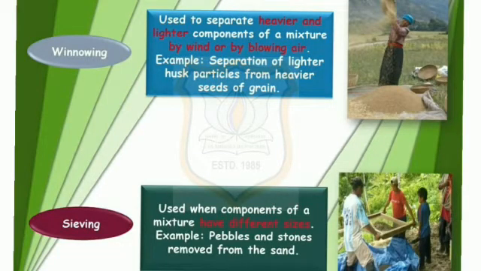Let us start with the third method of separation, winnowing. What is the meaning of winnowing? Winnowing is used to separate heavier and lighter components of a mixture by wind or by blowing air. For example, separation of lighter husk particles from heavier seeds of grain.